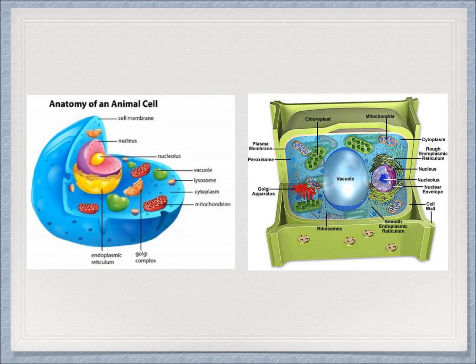On the left, you see an animal cell. On the right, you see a plant cell. On the left, you can see the picture of an animal cell. It doesn't have a cell wall, so its shape isn't very rigid, unlike the plant cell. And on the plant cell, you can see the vacuole takes up most of the space.